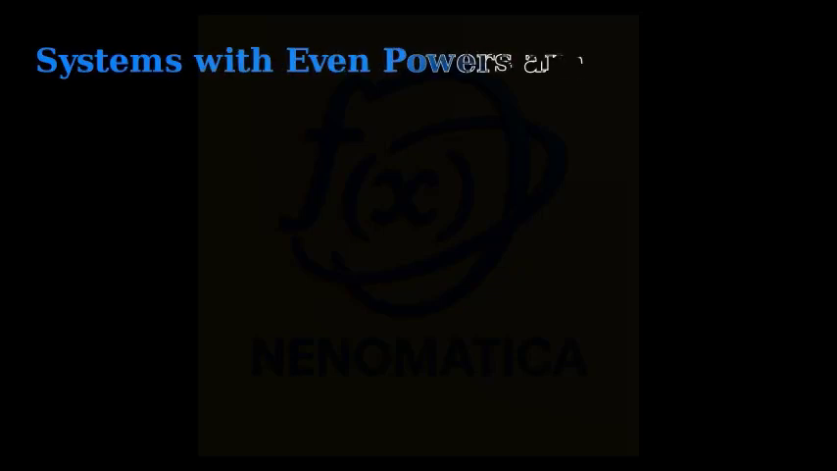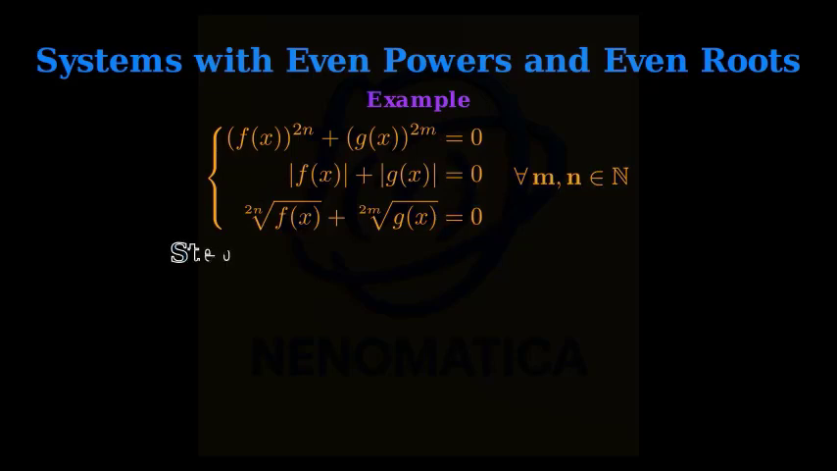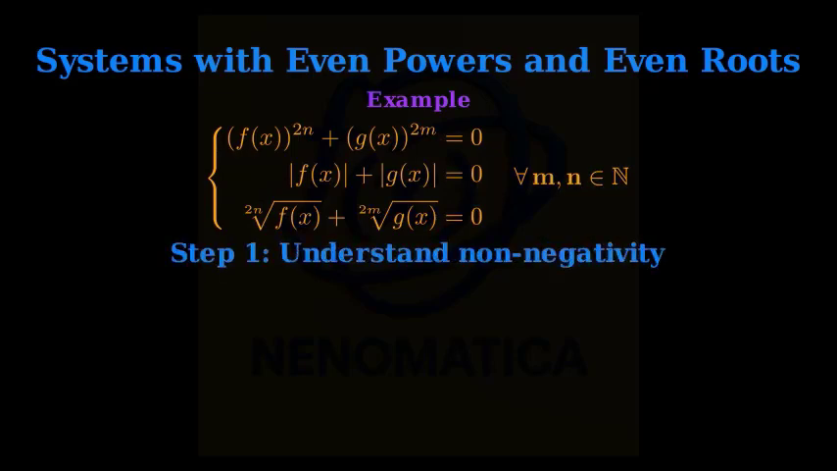In this lesson, we analyze systems built from even powers, absolute values, and even roots. We'll see why each term must be zero, and how the solution set is the intersection of the zero sets. First, here is the example system we will study. Step 1. Understand the non-negativity facts. Even powers, absolute values, and even roots are always greater than or equal to 0.